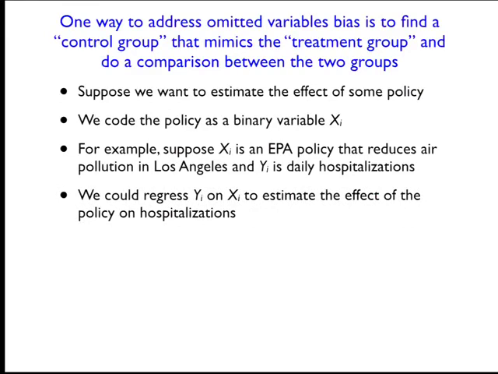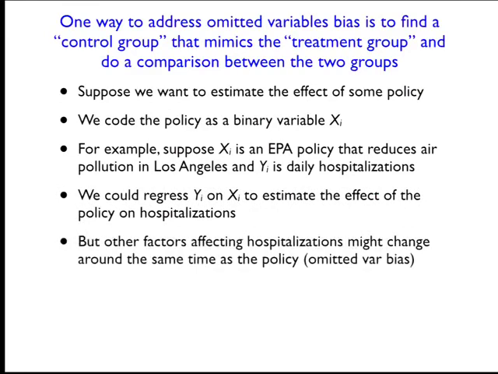So we run a regression of y on x. But other factors that affect hospitalizations might change around the same time as the policy. So we'd be worried that there could be omitted variables bias. The simplest way to say this is maybe we would observe a reduction in hospitalizations after the EPA policy comes into effect. But we don't know whether that's just some sort of downward trend in hospitalizations that would have occurred anyway, even without the policy, and was caused by some other factors, versus being an actual effect of the policy.